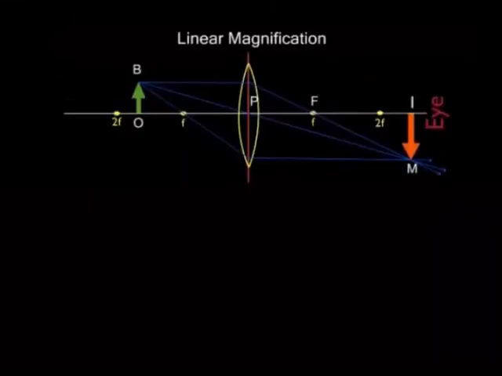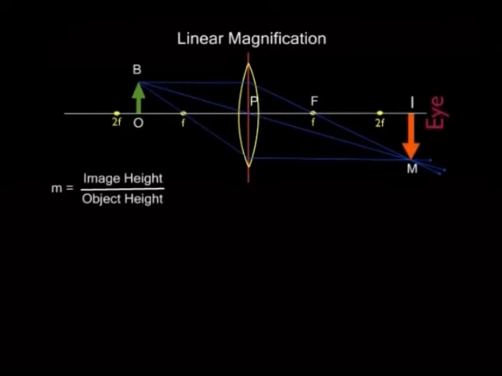Next, we'll look at linear magnification. Linear magnification M is defined as the ratio of the height of the image to the height of the object. Magnification M is equal to height of image over height of object.